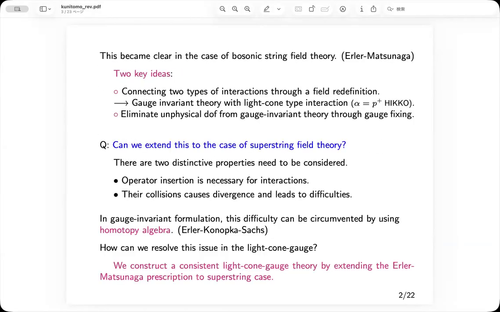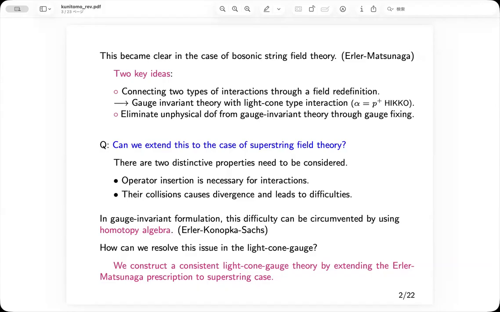In the case of bosonic string field theory, Ishibashi and Matsunaga used two key ideas. One is connecting the two different types of interaction through a field redefinition, transforming the gauge invariant theory with symmetric type interaction to the gauge invariant theory with light cone type interaction. Then the unphysical degrees of freedom are eliminated from the gauge invariant theory through gauge fixing. So the question is, can we extend this to the case of superstring field theory?